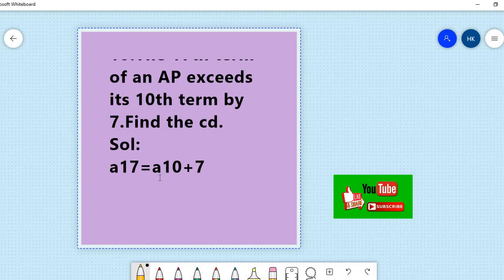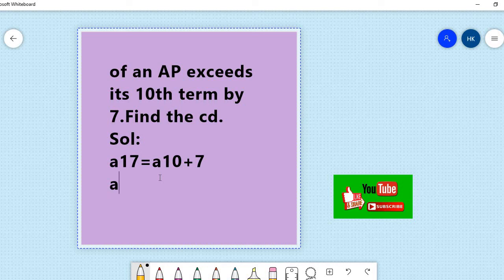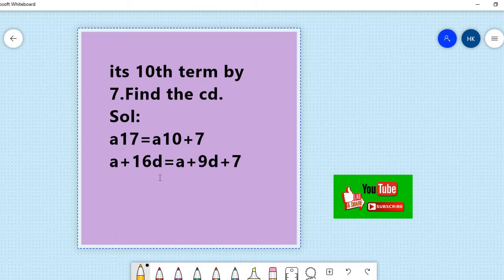Now solve it. Write down the general term of the 17th term and the 10th term. The 17th general term is a plus 16d equal to the 10th general term a plus 9d, plus 7. Now just cancel a few things and you can further solve this equation. As you have the equal to sign, it's very easy. Within 2 to 3 steps, you can get this answer. In this question, you just have to understand the question properly. 17th term exceeds means it will be added up by 7. Like the 10th term plus 7 will give you the 17th term.